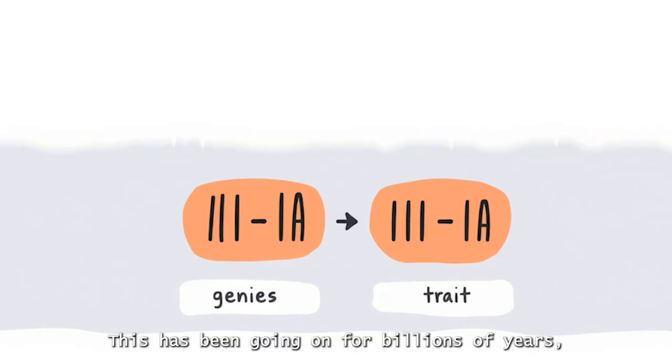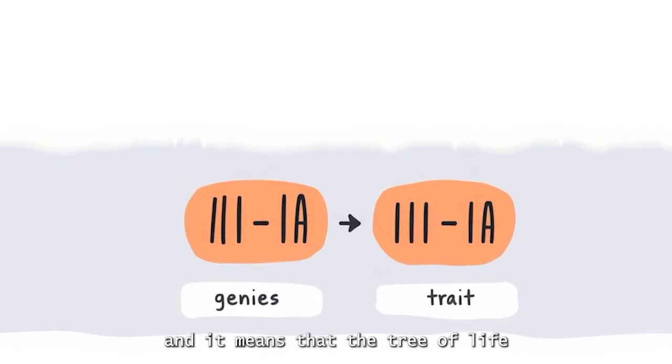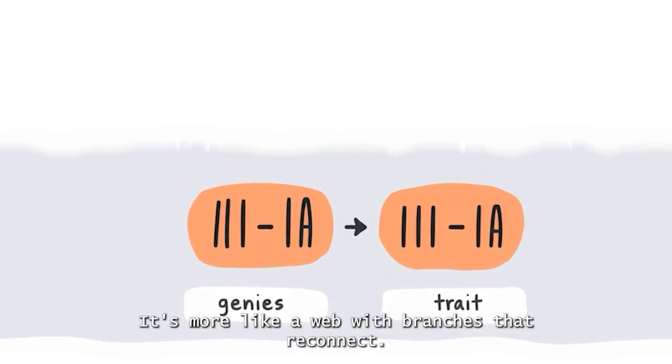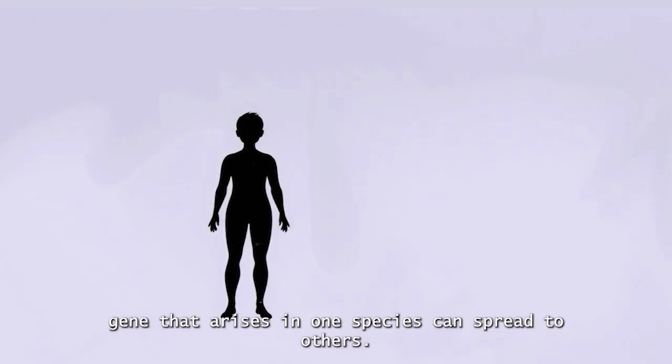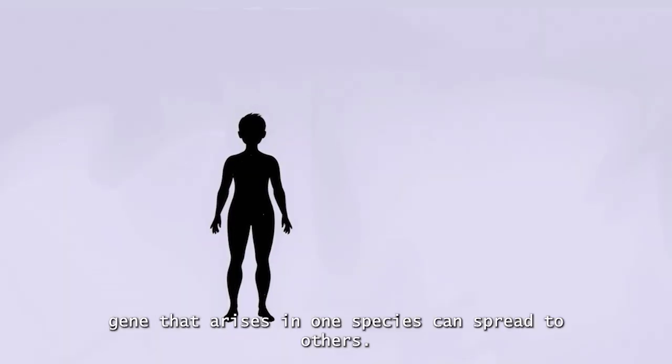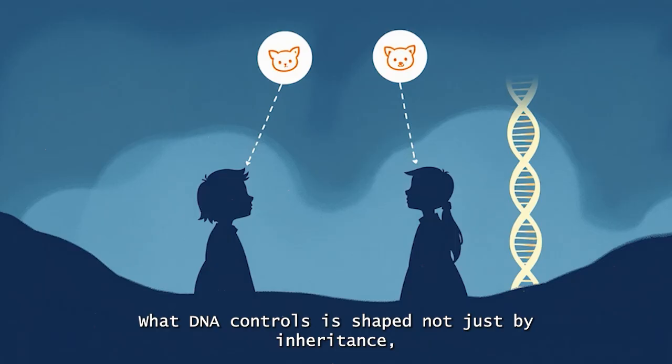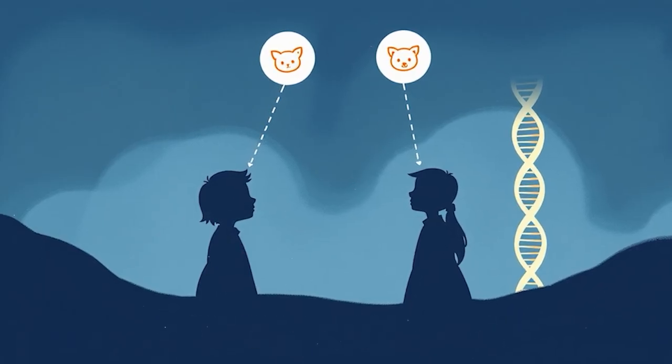This has been going on for billions of years, and it means that the tree of life is not really a tree. It's more like a web with branches that reconnect. Horizontal gene transfer is one reason bacteria can evolve resistance to antibiotics so quickly. A resistance gene that arises in one species can spread to others. It's also how some complex traits evolved. Mitochondria, for example, were once free-living bacteria that were engulfed by a host cell and became permanent residents, bringing their DNA with them. What DNA controls is shaped not just by inheritance, but by borrowing.